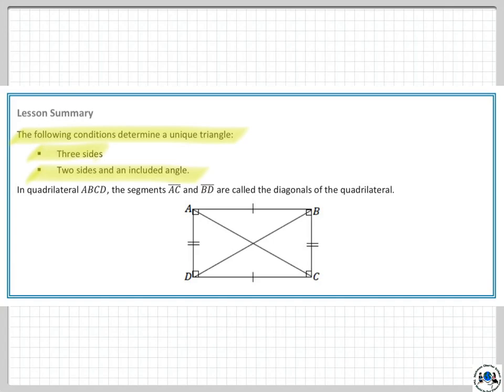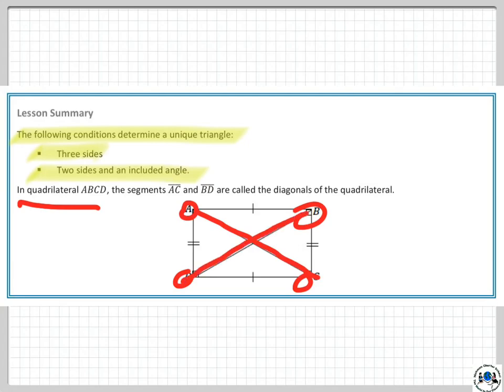So here in quadrilateral ABCD, the segments AC and BD are called the diagonals of the quadrilateral. Okay, so that is something you're going to have to look for in your problem sets. Just remember, you can refer back here. These are called the diagonals. And there'll be another name for those in the future. But you will hear that some other day.